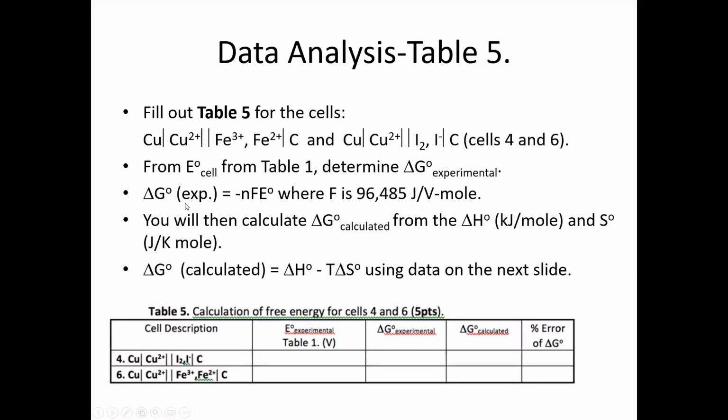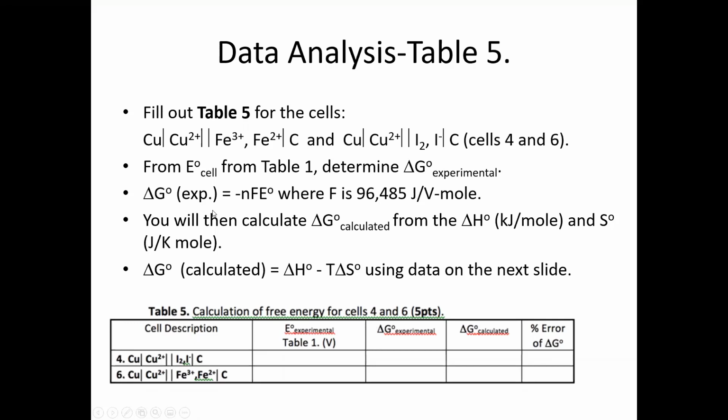In table 5, you have the experimental E value, and you're going to calculate the delta G through this equation, where you know the number of electrons, and F is a constant. The values are given here. So you measure the E naught, and you can calculate the Gibbs free energy.